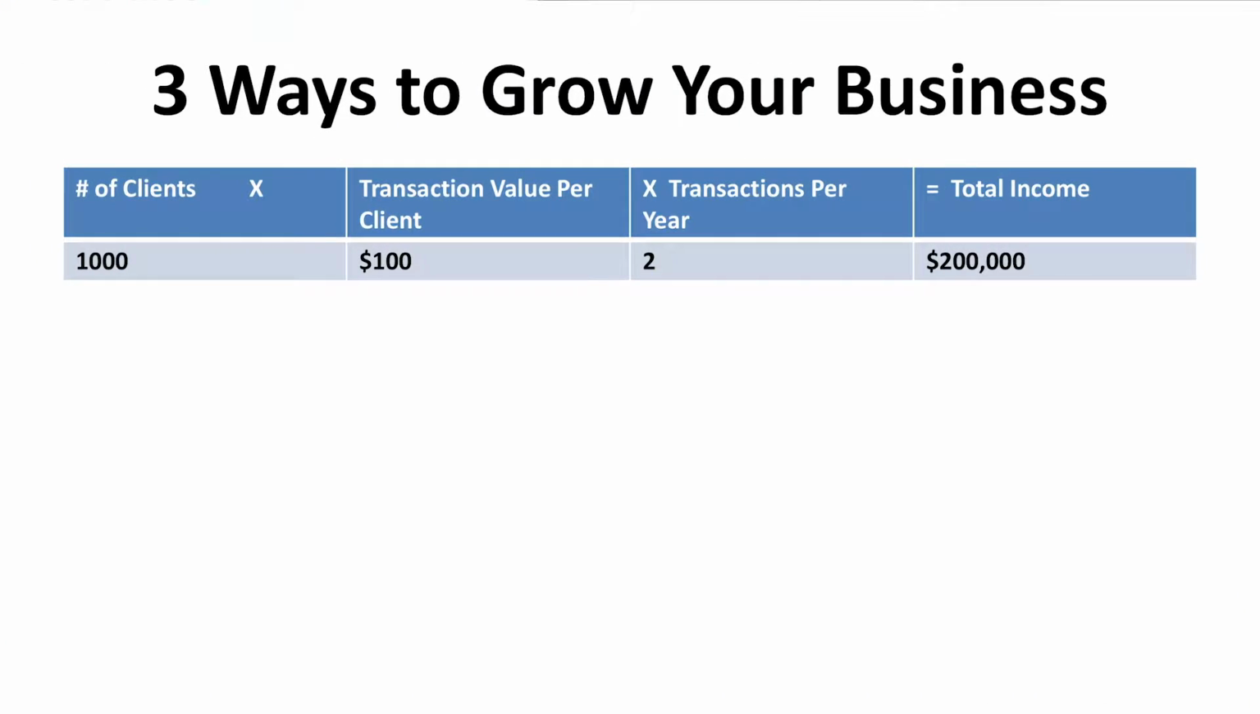Okay, so the classic example, you've got 1,000 clients. They spend $100 per transaction, on average, all of these are average, and they come back on average twice a year. So your turnover is 200,000.